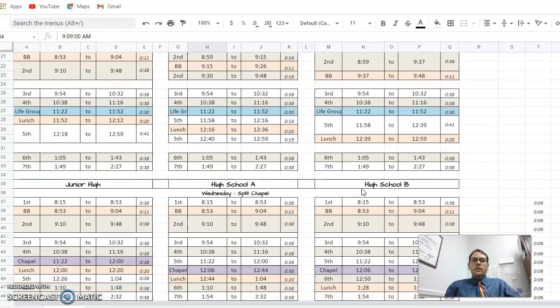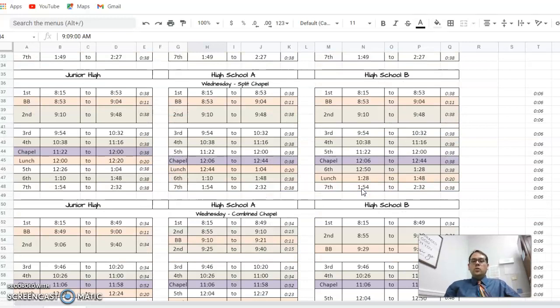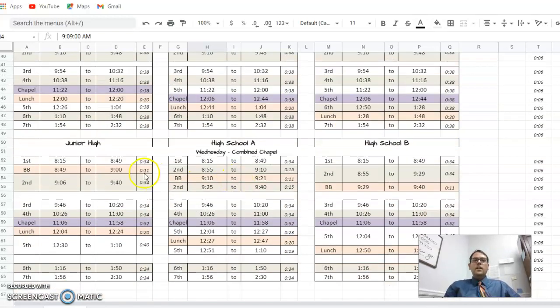The second schedule is Wednesday split chapel. So when we have a junior high chapel separated from a high school chapel, and you can see where that lands for each group, where lunch is, and also how long those are. And finally, the last chapel is when we do Wednesday combined chapels, which we'll do on the first day of school for our assembly. This is so we all have chapel at the same time between fourth and fifth period.